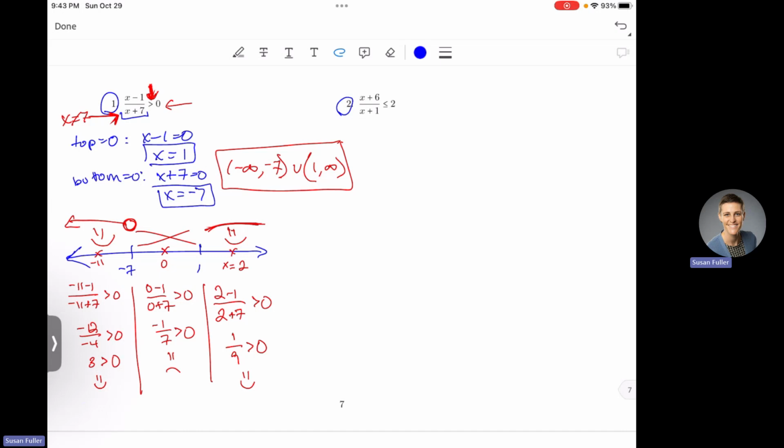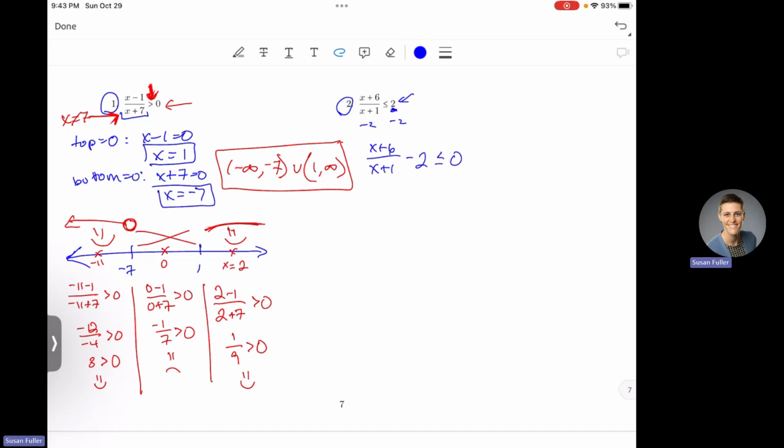That means I'm going to subtract this 2 over to the other side, just because we could really move everything to either side, but I'd rather subtract 2 than subtract this lovely fraction. So I'm just going to subtract 2 from both sides so that I get a 0 over here. So I'm going to have x plus 6 over x plus 1 minus 2 is less than or equal to 0.